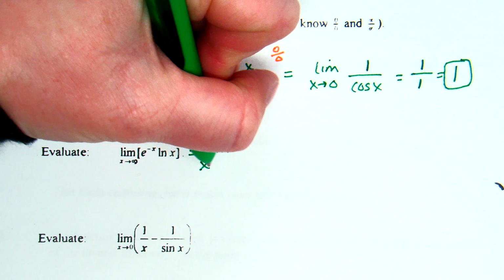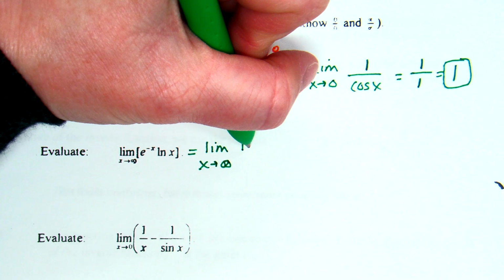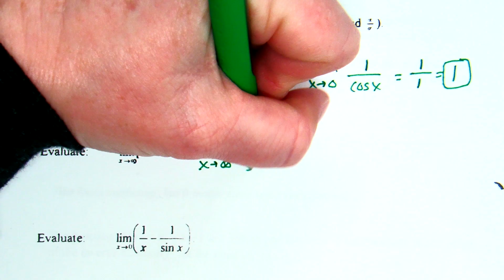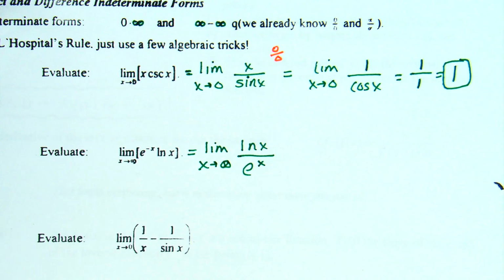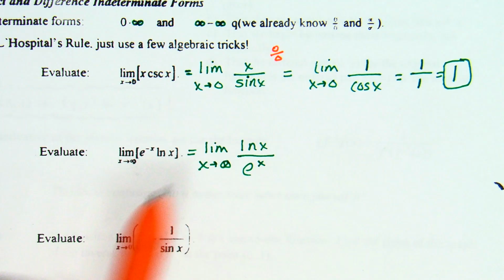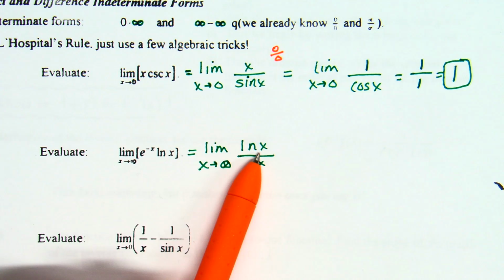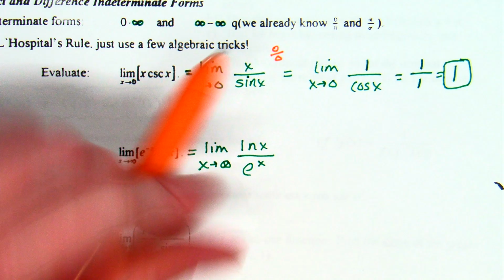ln x over e to the x. Natural log of x stays on top. E to the negative x, to make that positive exponent, it's e to the positive x in the denominator. And so now, verify that we need to use L'Hopital's. Natural log, as x gets bigger, the natural log gets bigger. E to the infinity, so e to an ever-increasing power, that is going to be infinity over infinity.